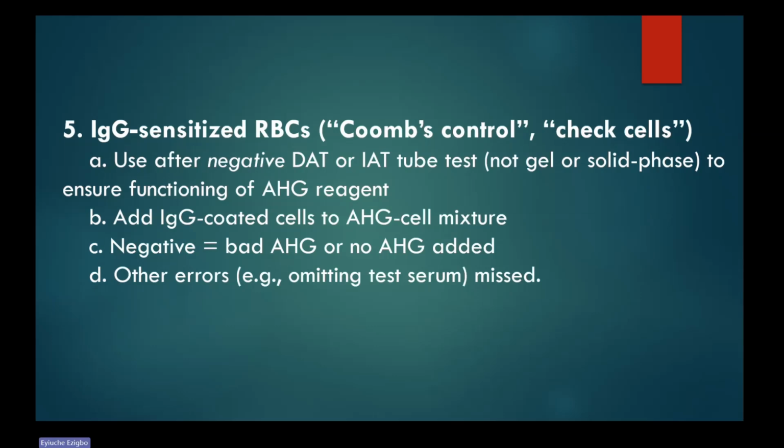If it does not come down with a positive result, it means that the AHG, the anti-human globulin reagent we are using, is bad, or that we did not add it, or maybe we did not add the serum, so there's a problem with the process. So we need to repeat it. In any laboratory evaluation, you must have your positive control and if possible a negative control. So to control the process of antiglobulin testing or Coombs testing, we use IgG sensitized red blood cells.